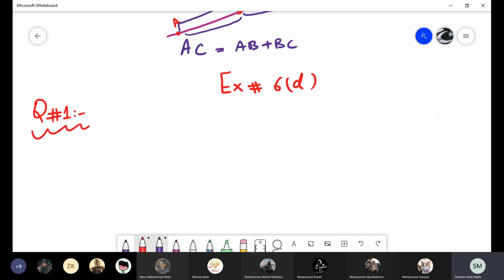Any confusion in all these explanations: parallel lines, perpendicular lines, their slopes and the collinear points? No, ma'am. Understood. Very good.